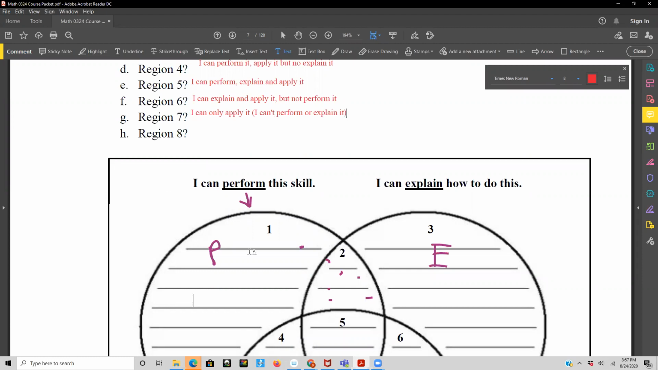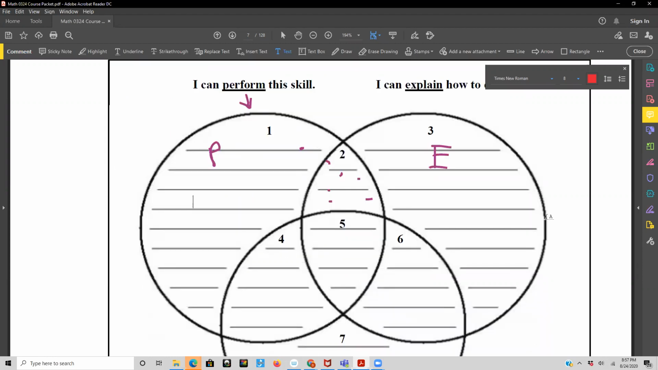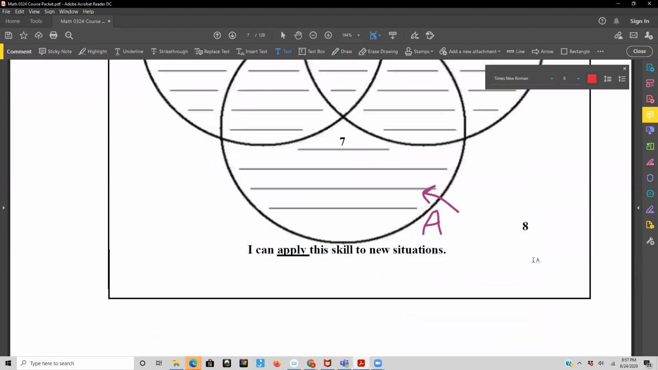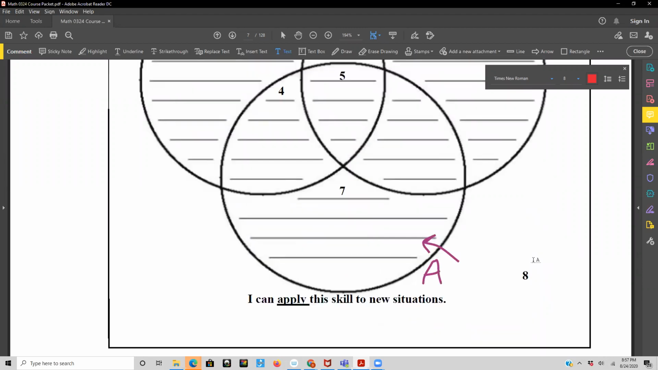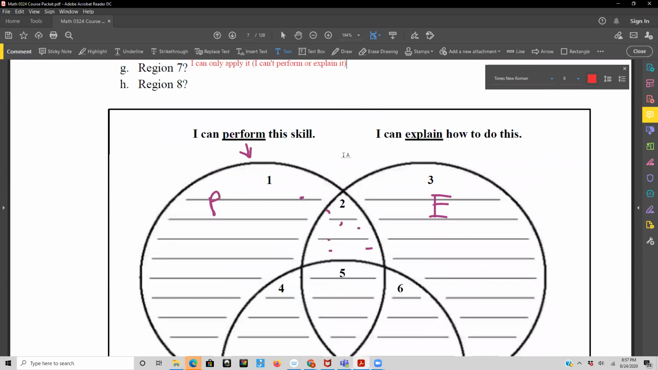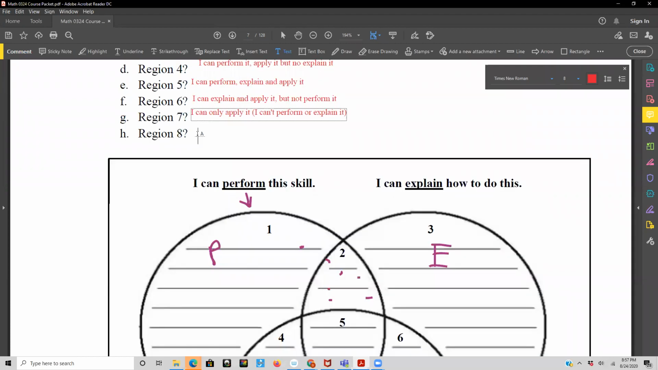All right, last one, region 8. Region 8 is the one outside, right? See this 8 out here? So 8 can do none of those things. He can't explain, he can't perform, and he can't apply. So those are those that can't explain it, apply it, or perform it. None. Okay? So it's just a matter of deciding where that overlap is and what each one means. Okay?